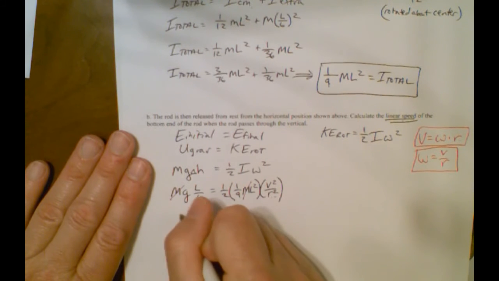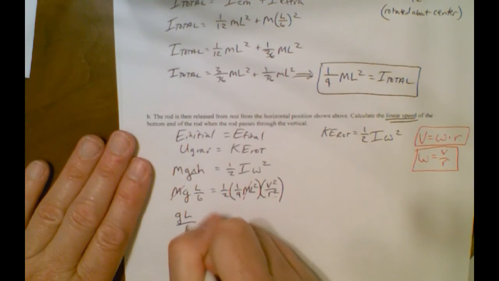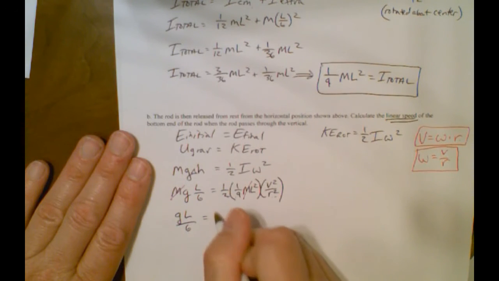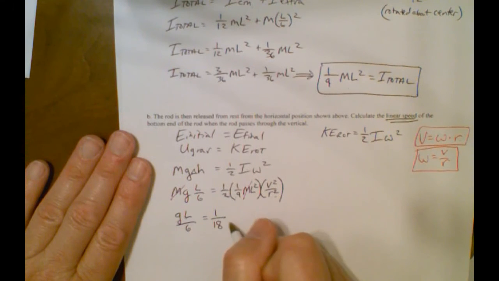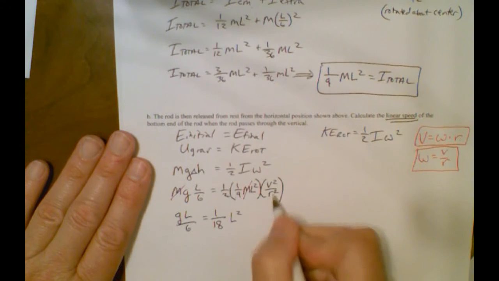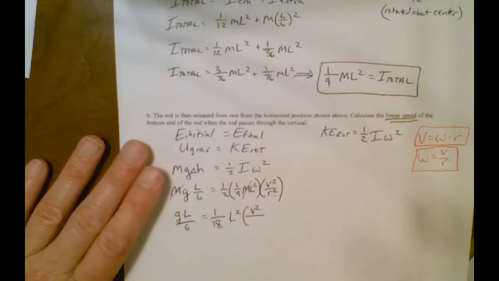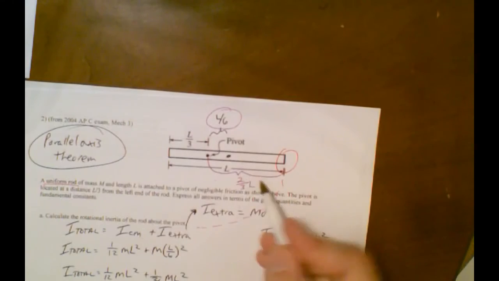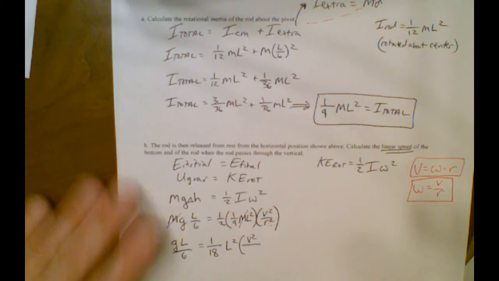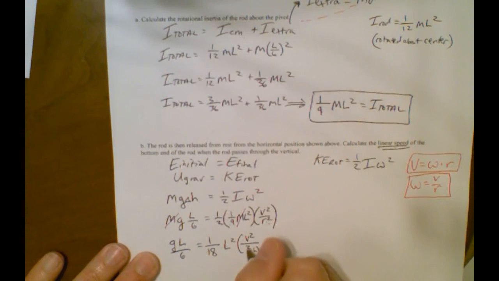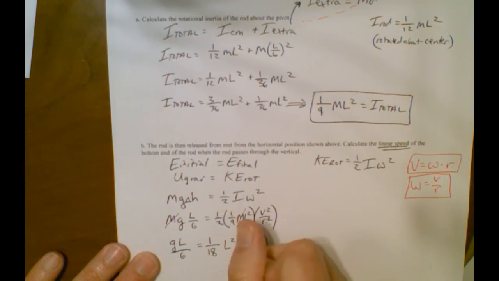So I'm going to have GL over 6, 1/2 times 1/9 is 1/18. L squared V squared over, now this is where I'm going to have to add this in. This is going to be 2/3 L, and that's going to be squared. Oh, that's a bit annoying.